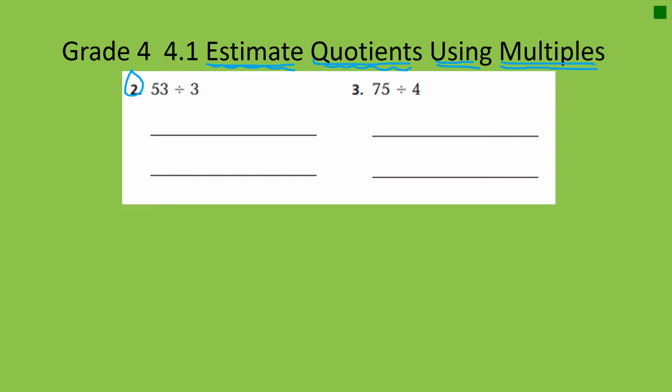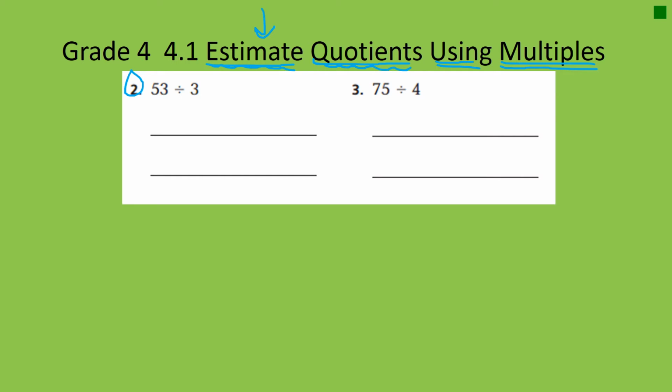Okay, check out number 2, 53 divided by 3. So we're going to use multiples of 3 to get an estimate. We're not going to get the actual answer to this. We just want to know about how many sets of 3 are in 53. Oh my goodness, I don't want to start with 3 and go 3, 6, 9, 12. That'll take me forever, won't it?